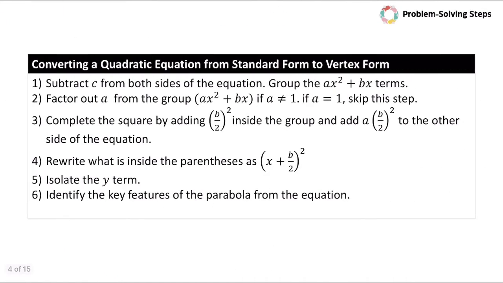So to convert a quadratic equation from standard form to vertex form, we're going to start off by subtracting c from both sides. Then we'll group the ax squared plus bx terms. We can factor out an a from this group if a is not equal to 1. We complete the square by adding (b over 2) squared inside the group, but that means that we need to add a times (b over 2) squared to the other side of the equation to balance out the equation. Then we'll rewrite what's inside the parentheses as (x plus b over 2) squared, then isolate y and identify the key features of the parabola.